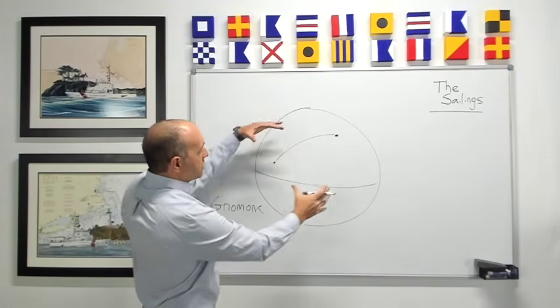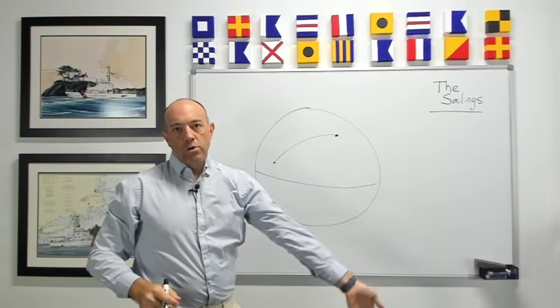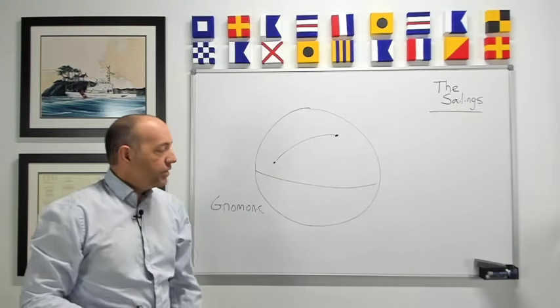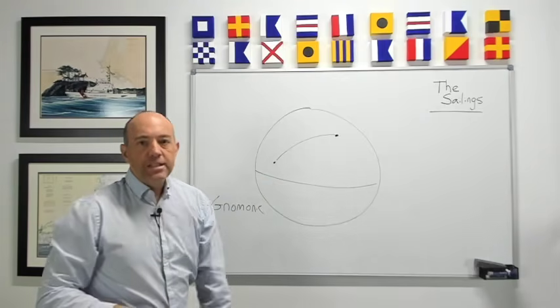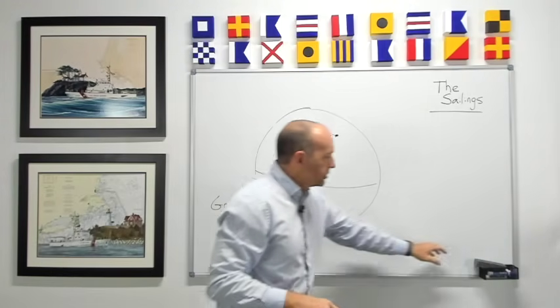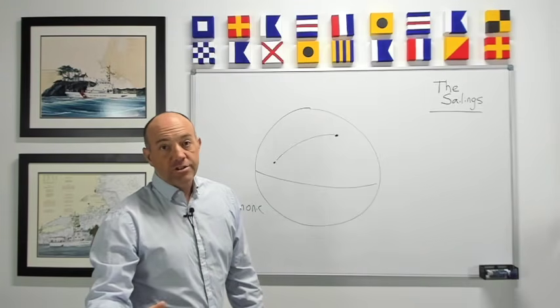So if you were to take this and rotate it and look straight along it, you're just going to go over the Earth towards your destination and you're going to get there. So gnomonic charts are helpful for physically plotting a route across an ocean. They transition between straight lines and great circle routes.